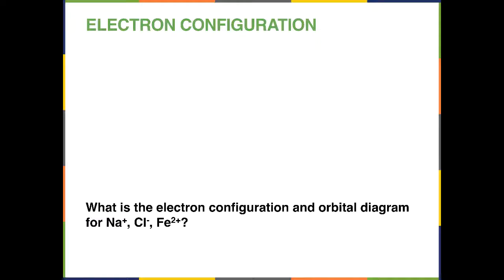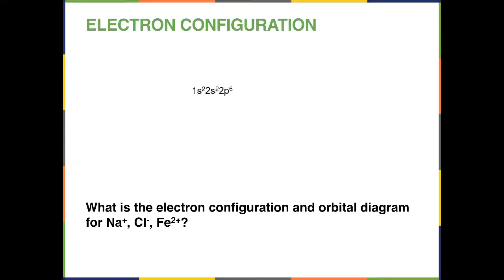Remember that when you have a positive cation, you lose 1 electron. If you have a negative anion, you gain 1 electron. If you have a positive 2, then you've lost 2 electrons. So give this a try and let's see what this looks like.